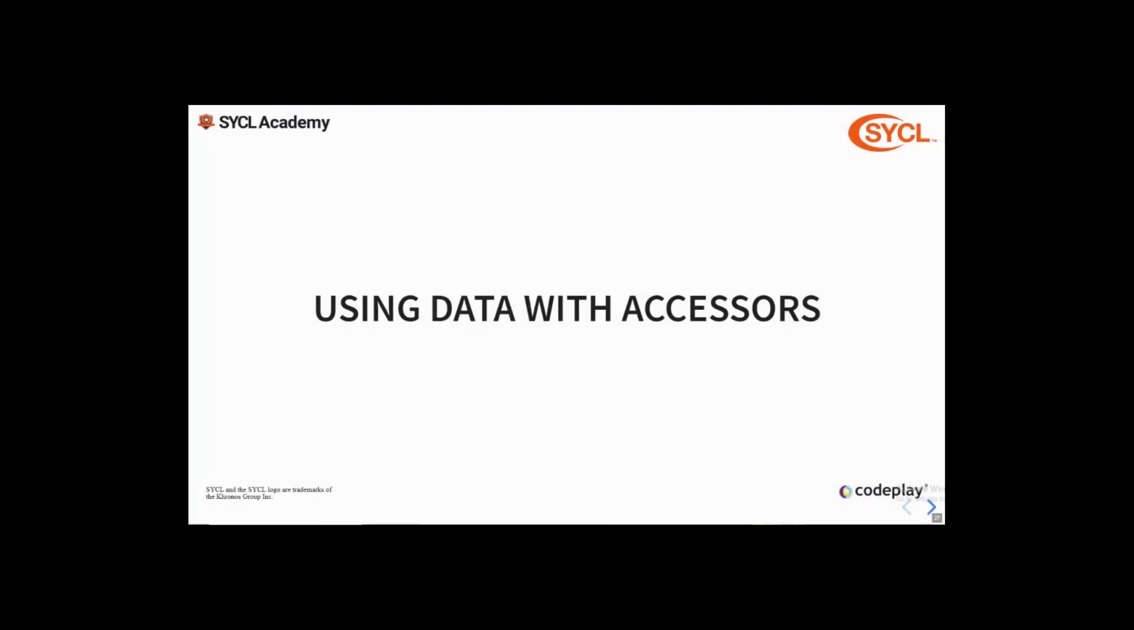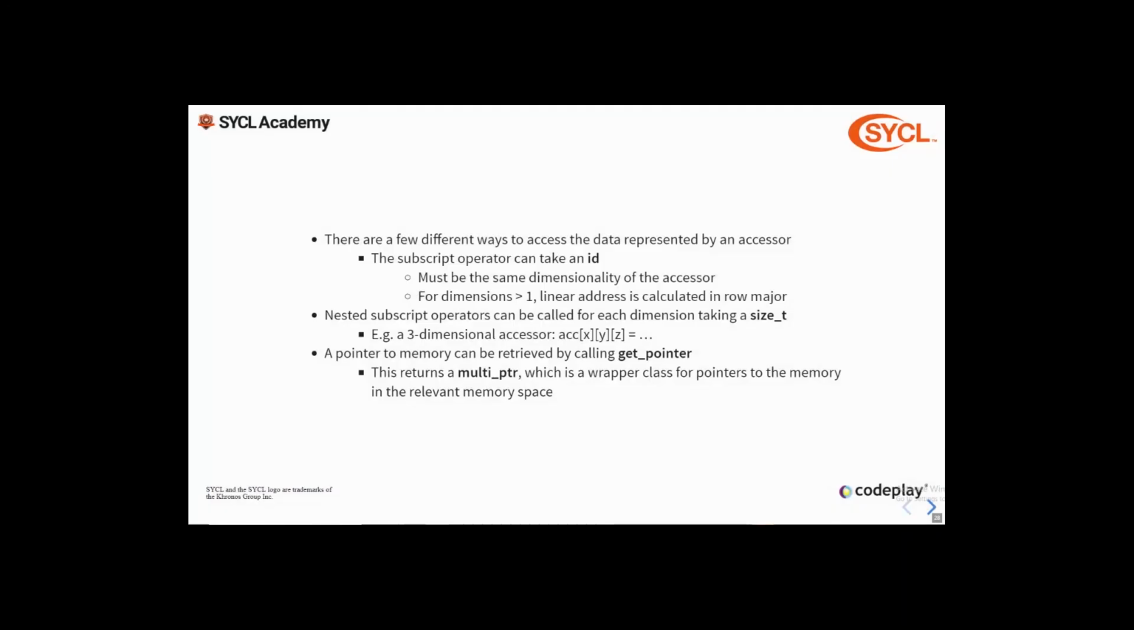Finally, we're going to take a look at ways in which you can access data either in a kernel or on the host application using accessors. There are a few different ways that you can access the data as represented by an accessor. Firstly, the subscript operator takes an ID. For dimensions larger than 1, the index is linearized using row major ordering. You can also use nested subscript operators when there's more than one dimension, so you have one subscript operator for each dimension. Finally, you can also retrieve a pointer to the underlying memory by calling get_pointer. This returns an object of multi_ptr, which is a pointer wrapper class which knows the memory space the data is in.